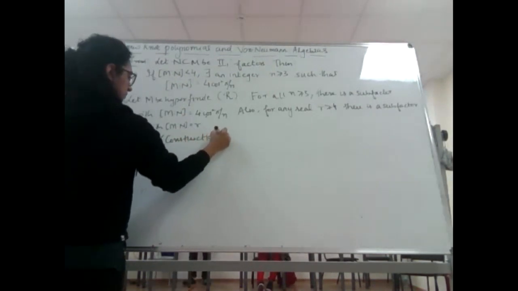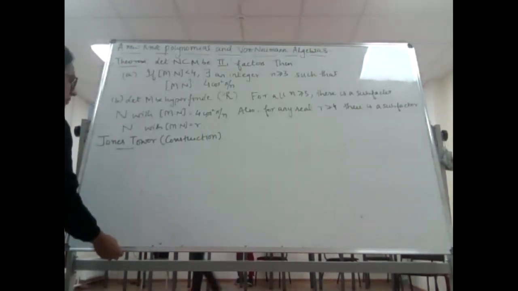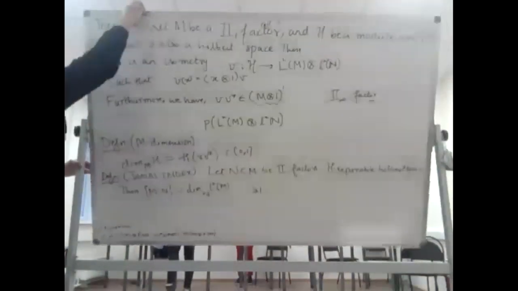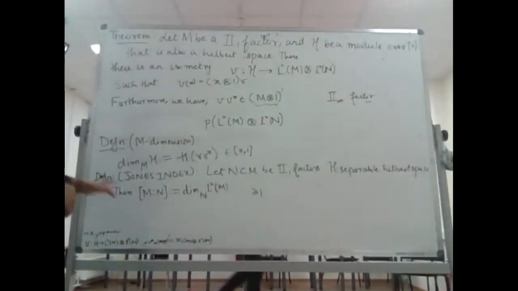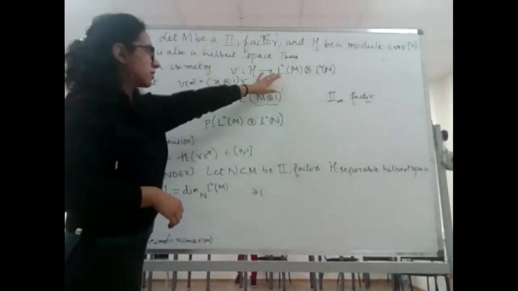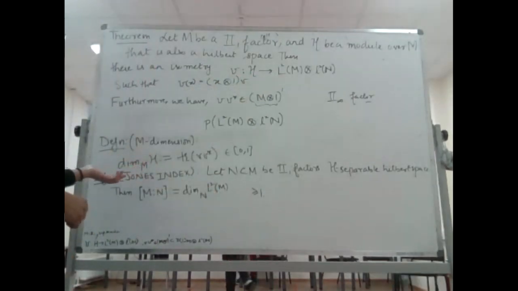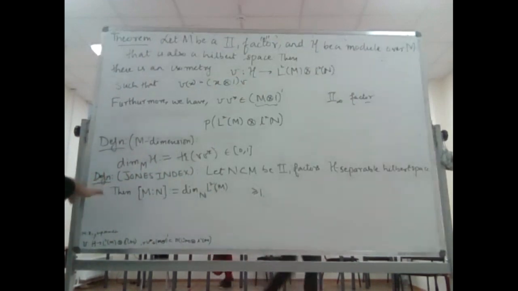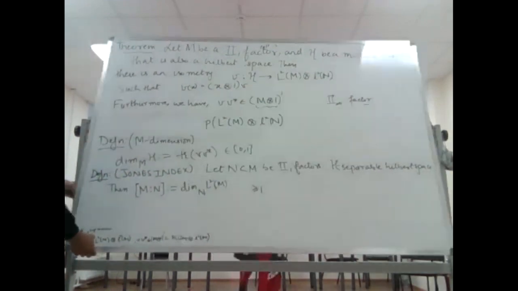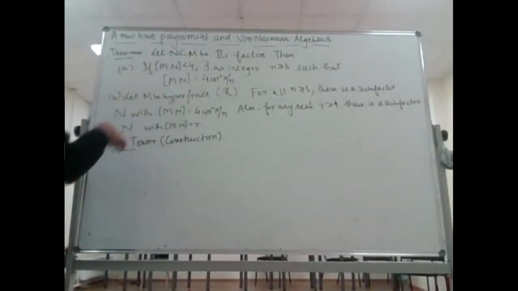Can you repeat the meaning of the Jones index? Oh yeah, sure. The Jones index is the dimension of N in this space, in the left regular representation of M, which we extended to a group von Neumann algebra. That's how the Jones index is defined. The bounds for the numbers are given by Jones' theorem here. And now we construct a tower of subfactors using this.